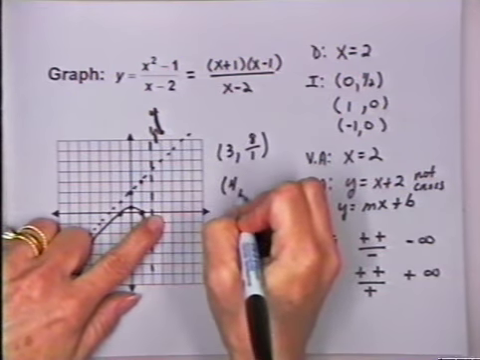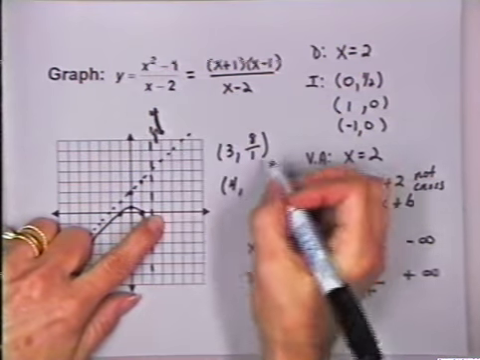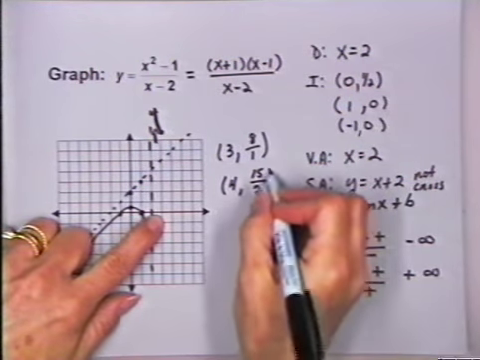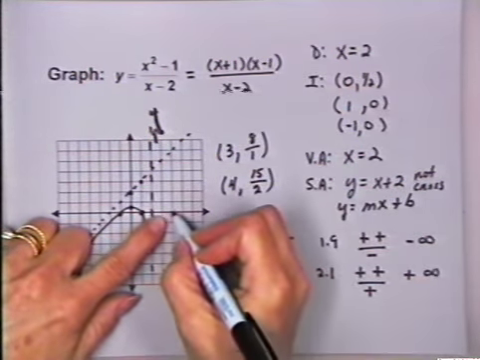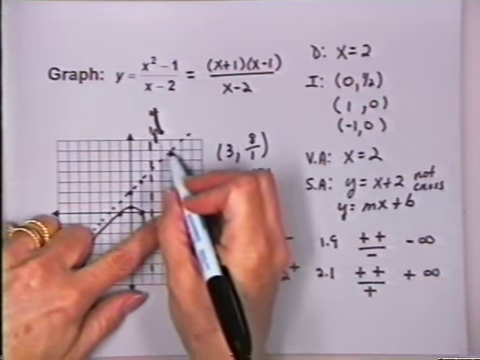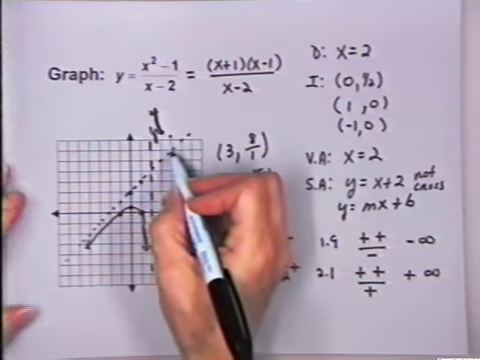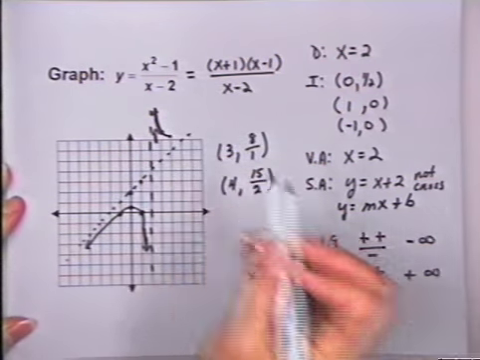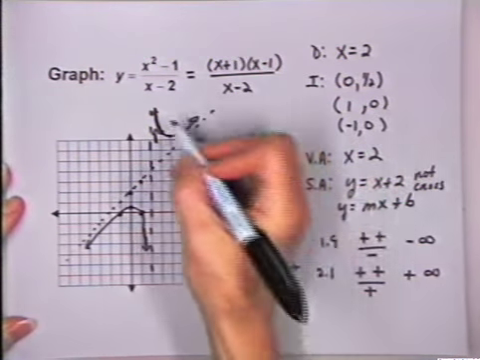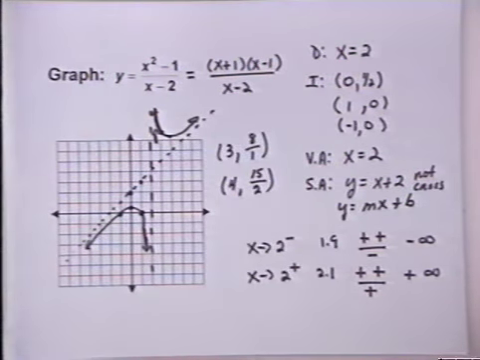And let's try 4. 16 minus 1 is 15. 4 minus 2 is 2. 15 halves is 7 and a half. So when x is 4, 1, 2, 3, 4, 5, 6, 7 and a half. I'm a little bit farther down than I was on that 8. So you can see we're coming here, and then again we're going to come up and approach that slant asymptote. Okay?